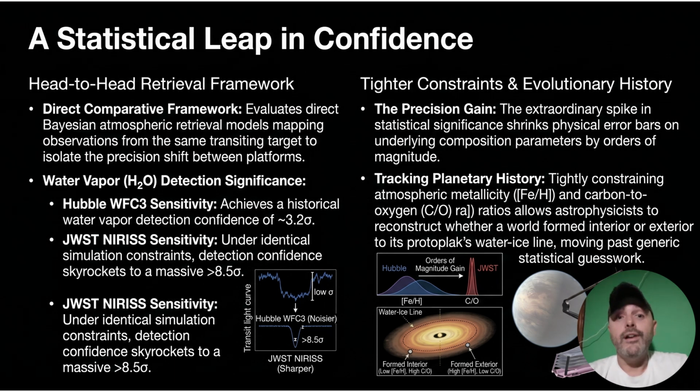So the leap in our capabilities is best seen in our confidence levels. For water vapor, Hubble achieved a detection confidence of about 3.2 sigma. With identical simulations, JWST's NIRSpec instrument pushes that confidence to over 8.5 sigma. We're no longer working at the edge of detection. We are working in the realm of high precision science.